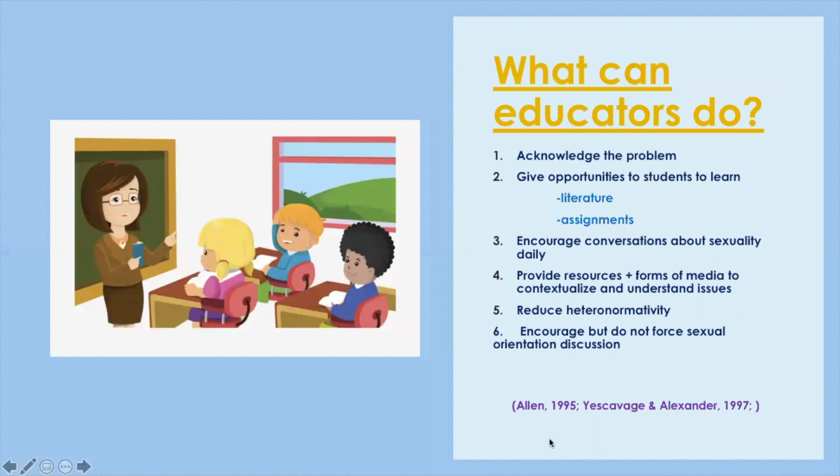So everything I just mentioned is kind of the tip of the iceberg in terms of what you can do. There's a lot that educators can do. First and foremost, they have to acknowledge their own biases and prejudices. They also have gaps in their own knowledge. So acknowledging the issue is the first step.